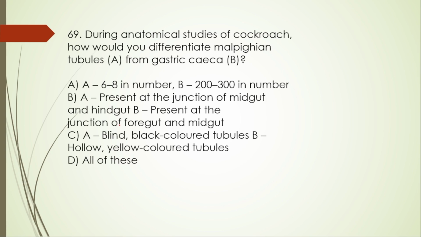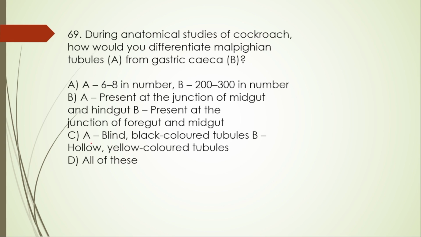Next question, that is the 69th one. During the anatomical studies of cockroach, how would you differentiate malpighian tubules A from the gastric caeca? A: A is having 6 to 8 in number, and B 200 to 300 in number. B: A present at the junction of the midgut and then hindgut, B present at the junction of the foregut and then midgut.